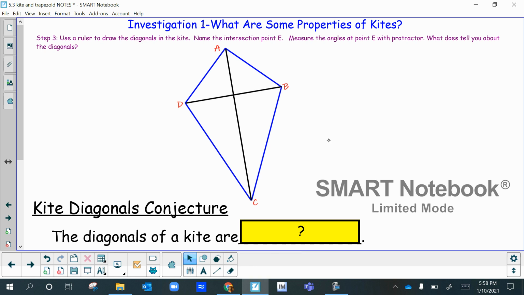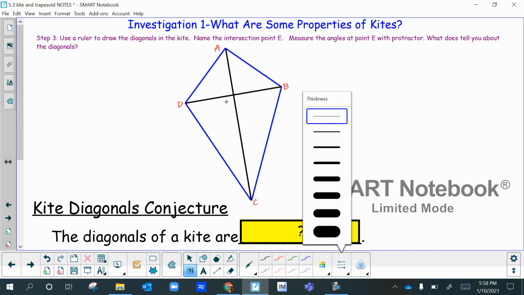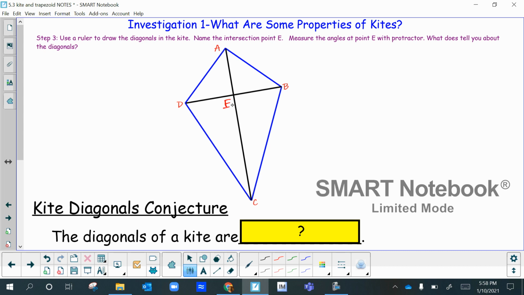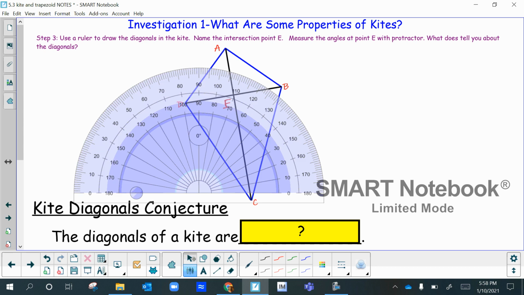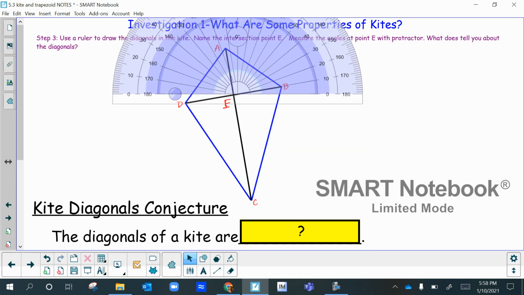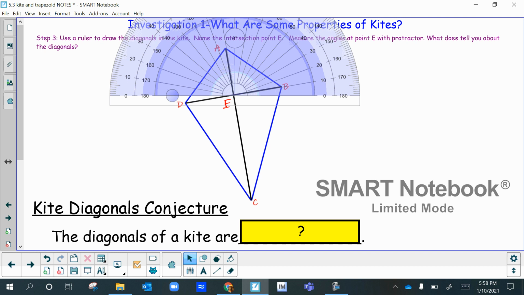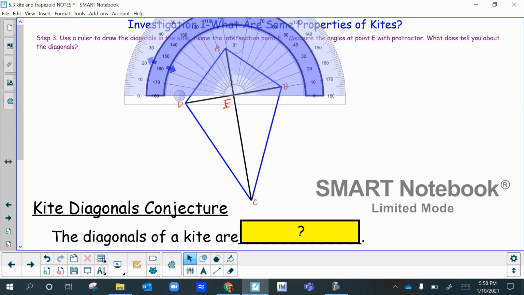And it says name the intersection point E. Let's do that. Go ahead and write that intersection point to be E. And it says measure the angles at E with your protractor. What does that tell you about the diagonals? Okay, so if you have a protractor, you can take that out pretty quickly. But I bet most of y'all can probably imagine what the measure of those angles are.